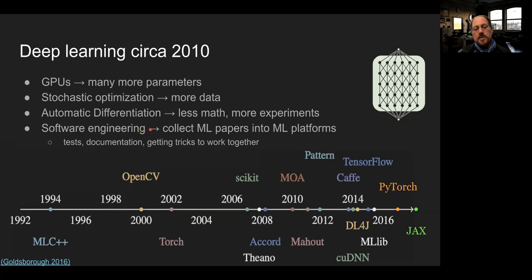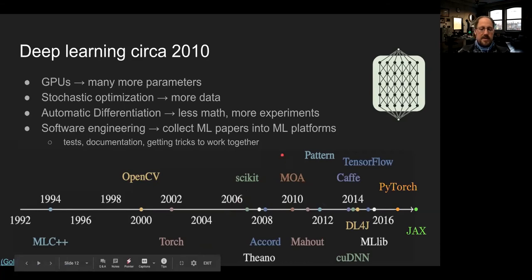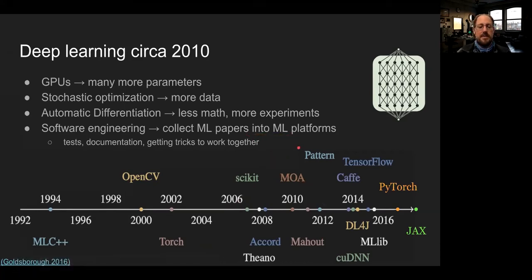In particular, whereas a lot of the earlier machine learning research consisted of single papers or single isolated systems, the deep learning frameworks that large companies invested in often collected many of these papers into machine learning platforms with comprehensive tests and documentation and a lot of work to get these tricks to work together.